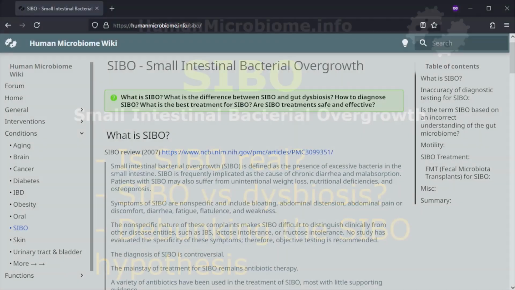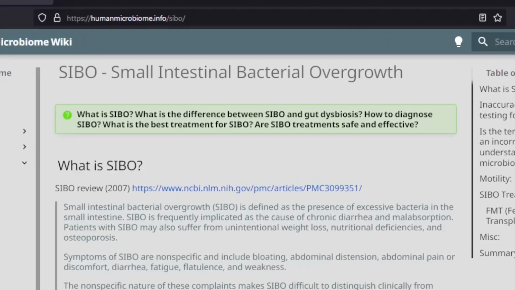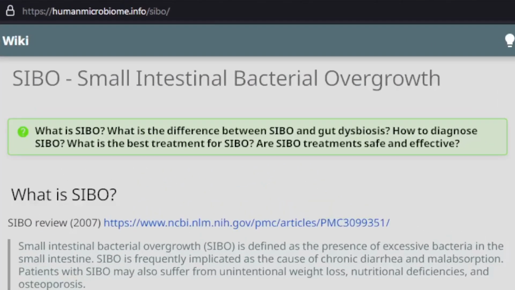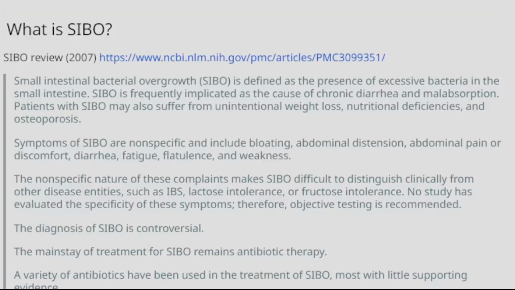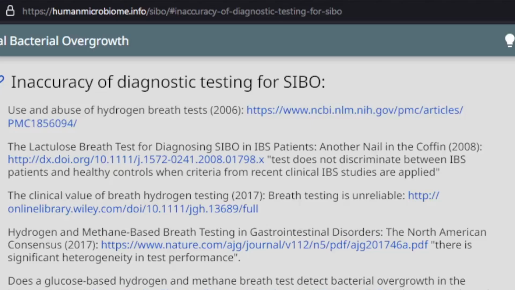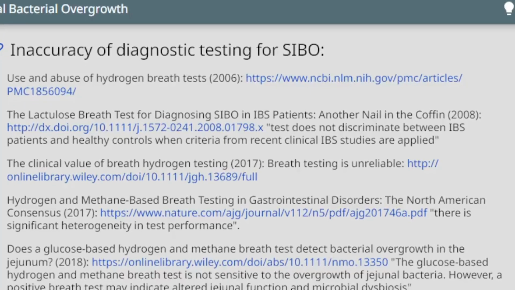SIBO is defined as the presence of excessive bacteria in the small intestine. The symptoms are non-specific and overlap with other conditions, so SIBO cannot be diagnosed based on symptoms. Breath tests are the most common diagnostic tool, but they are very unreliable.